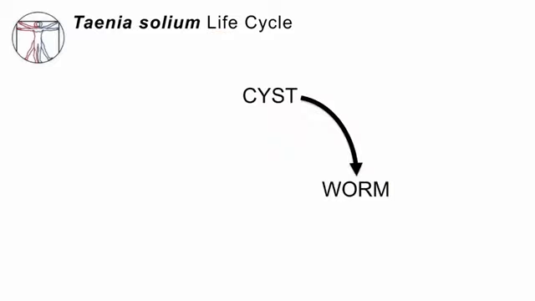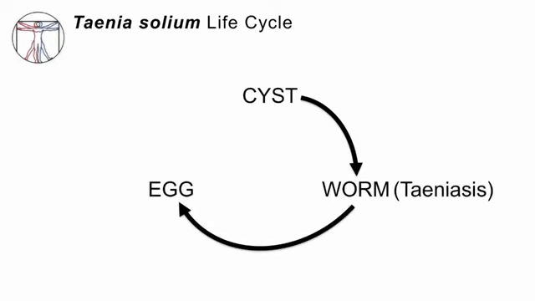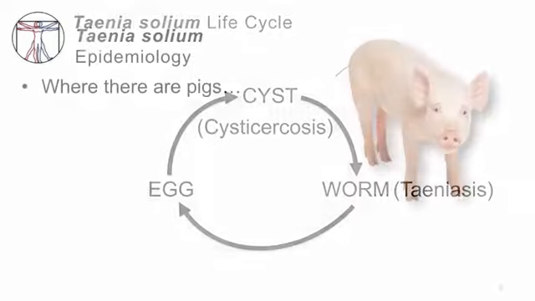So take a moment, look at this slide, get this integrated into your memory. If you eat a cyst, you'll get a worm. That's called teniasis, and that worm in return will create eggs, which if they are consumed will cause cysts. That's called cysticercosis. Humans get teniasis. Either humans or pigs can have cysticercosis.